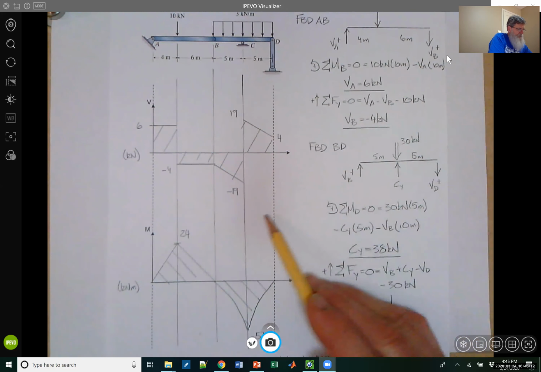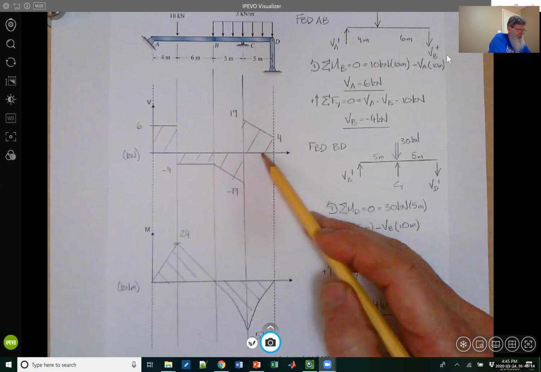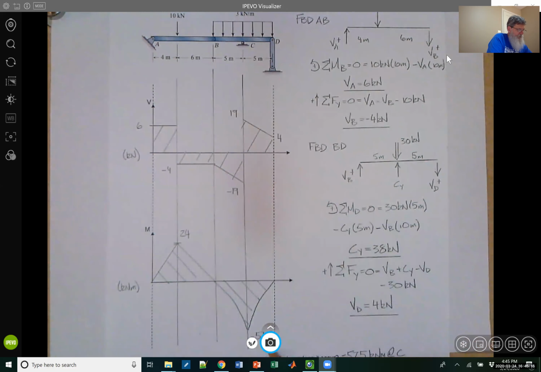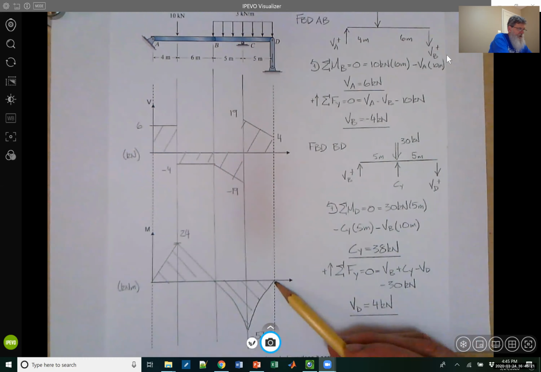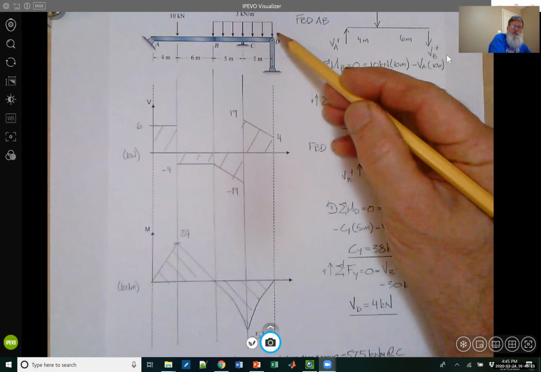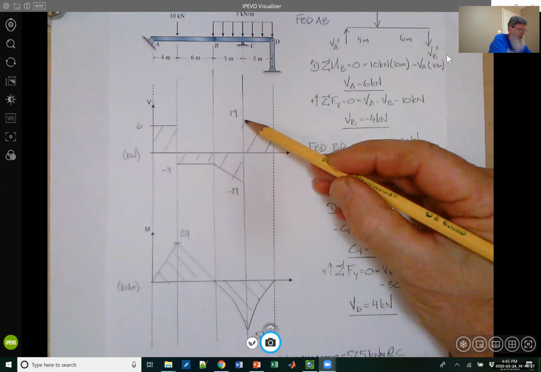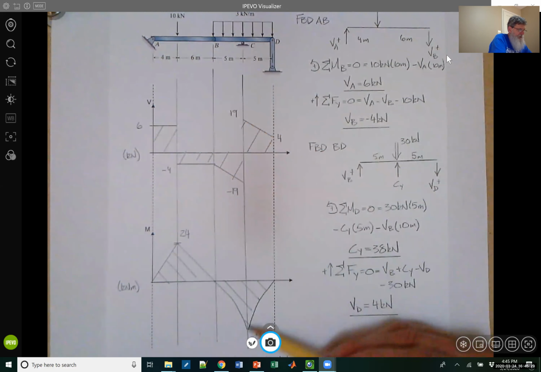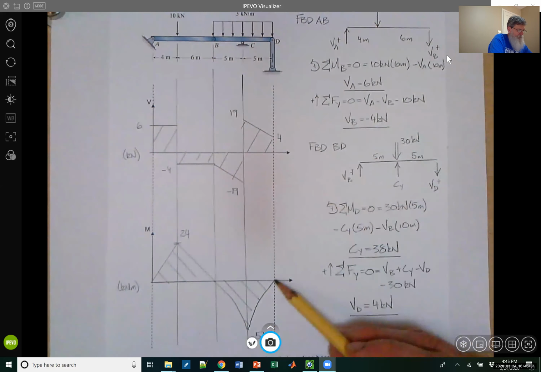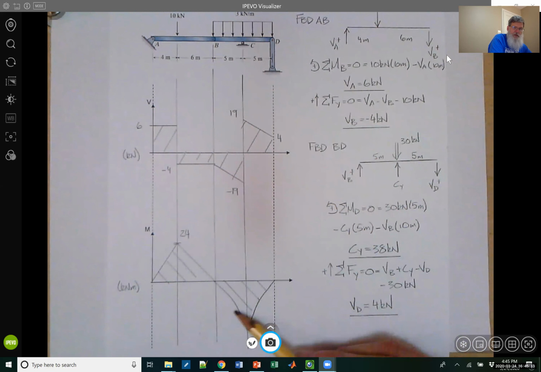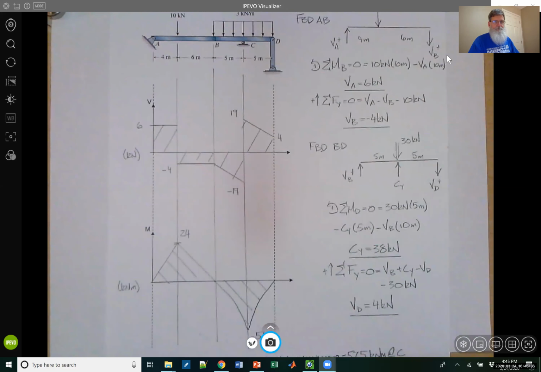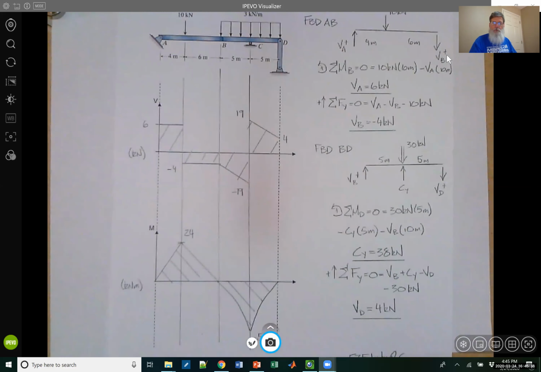Then the last 5 meters, this is the area of the shear diagram. It's the same 57.5 as here, except it's positive, so that brings us back to 0. That's great because I know the moment at D should be 0. And what's the shape of the curve? Well, it starts off at a positive slope of 19 and gets smaller to 4. So these shapes are the same, they're kind of mirror images of each other. So that worked out pretty well.